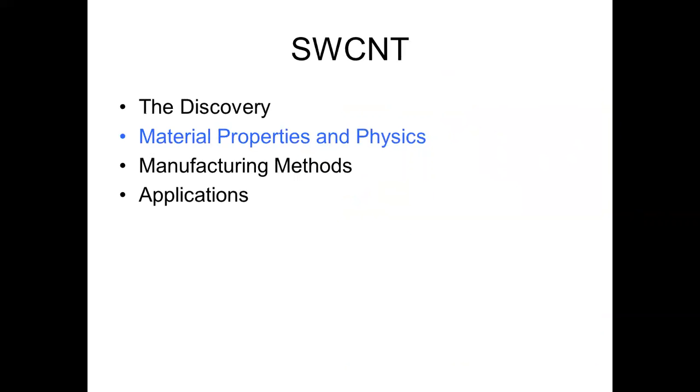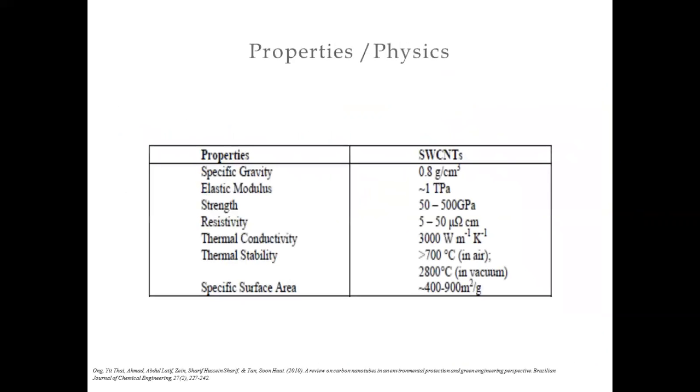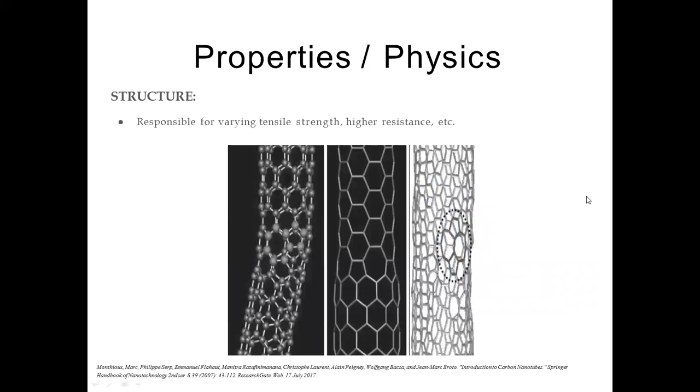So let's take a look at the material properties and the physics. This is a list of different attributes that we get from single-wall carbon nanotubes. We look at the specific gravity, the elastic modulus, Young's modulus, the strength, the resistivity, the thermal conductivity, the stability, and then the specific surface area. So this gives us the numbers to compare to other materials in that area.